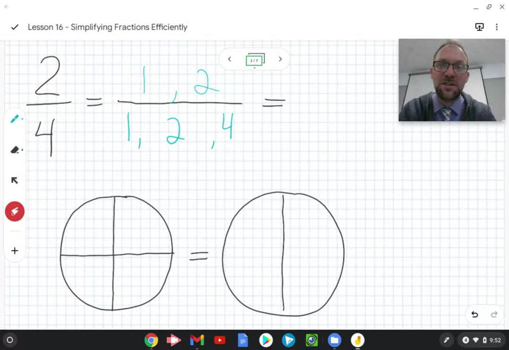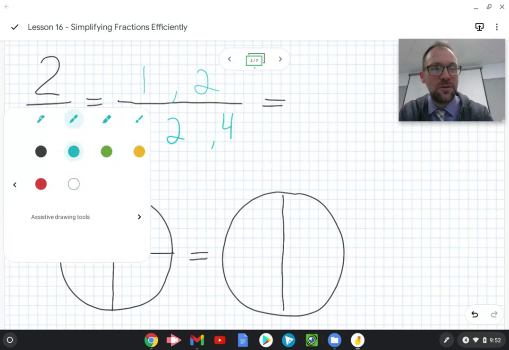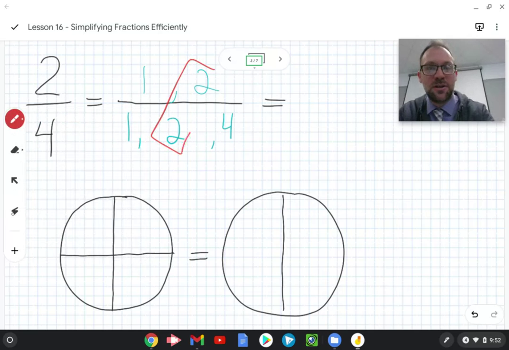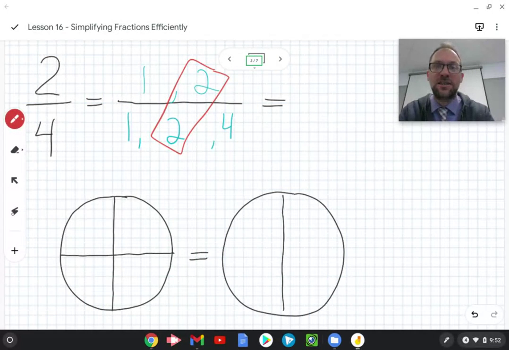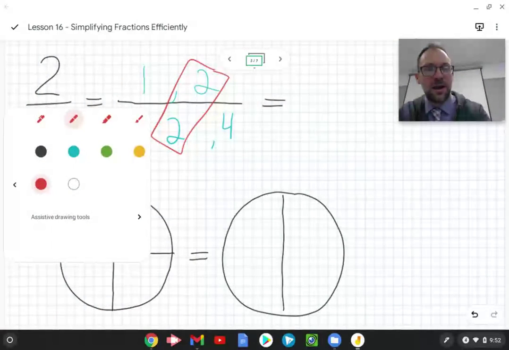And now we have to find the biggest factor they have in common. Maybe you see it already. They have 2 in common. That is the greatest common factor that 2 and 4 share. So step 2 says now to divide.